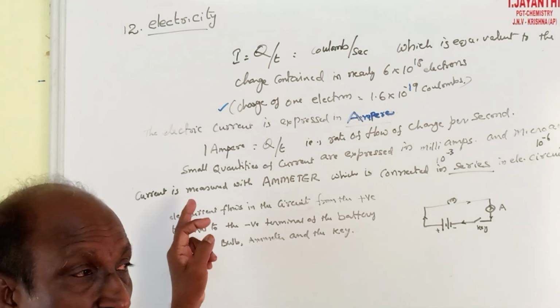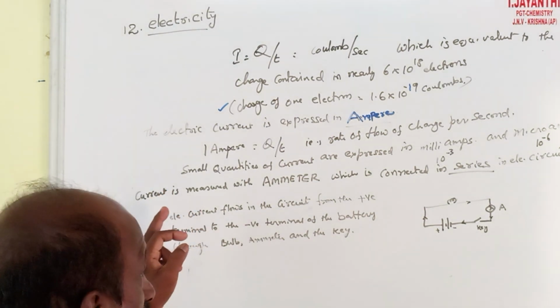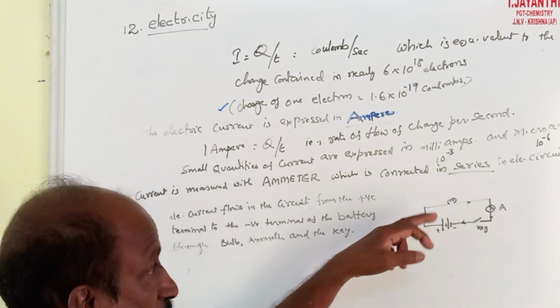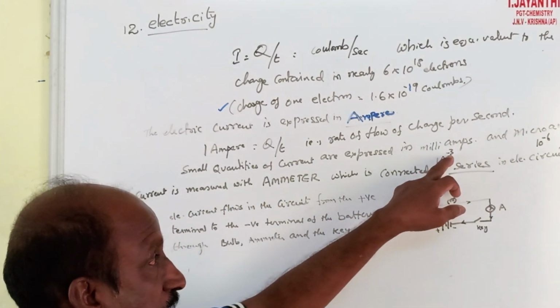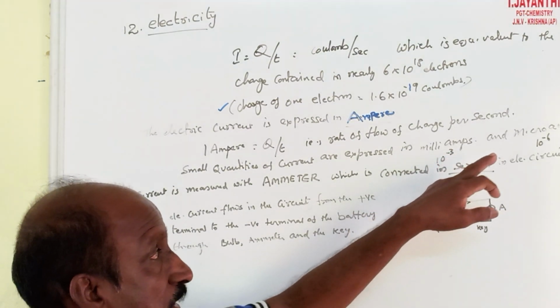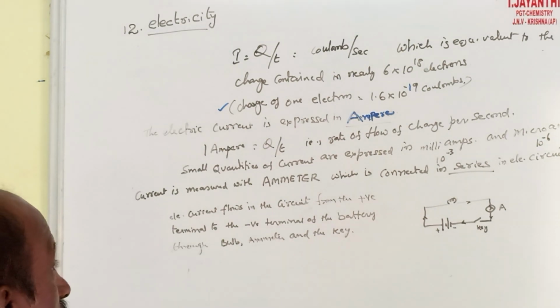So if we go on for such low values, that is milliamperes or microamperes. Milliampere means 10 to the power minus 3 amperes, and microampere means 10 to the power minus 6 amperes.